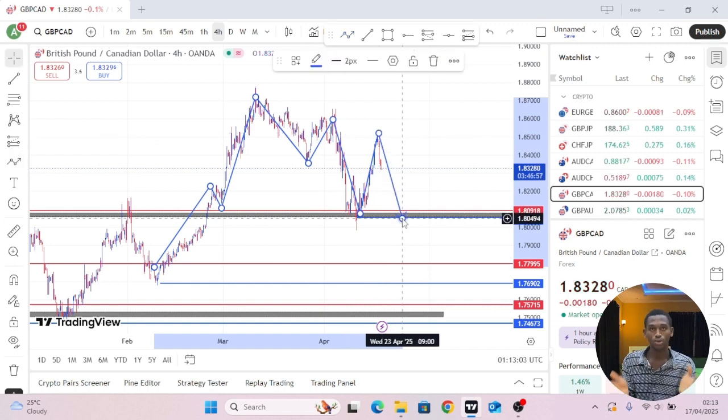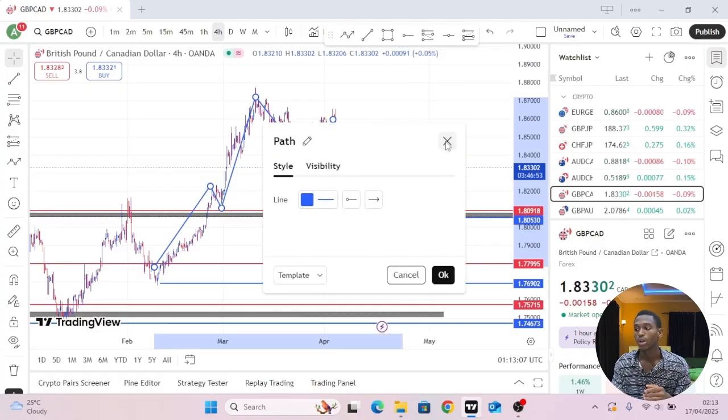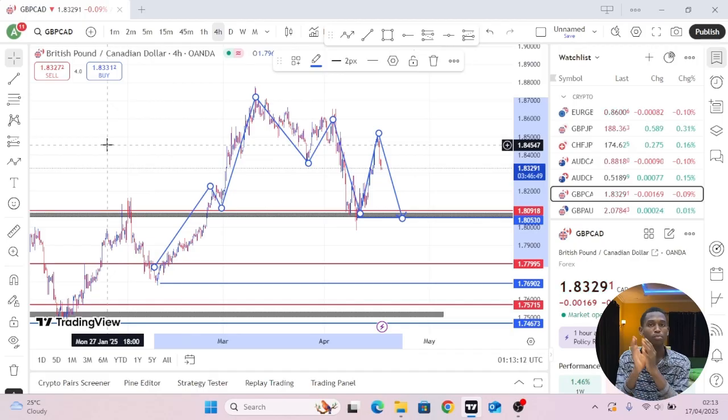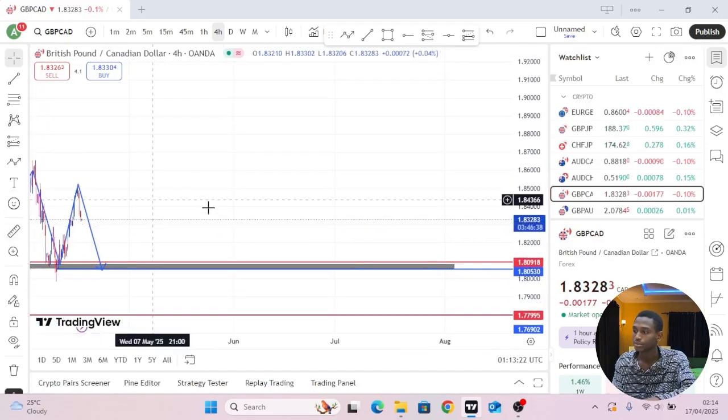Now, how does shift of structure happen? Shift of structure basically happens when a lower low and a lower high has taken place in a bullish market, or a higher high and a higher low has taken place in a bearish market. I'm going to explain what I mean.